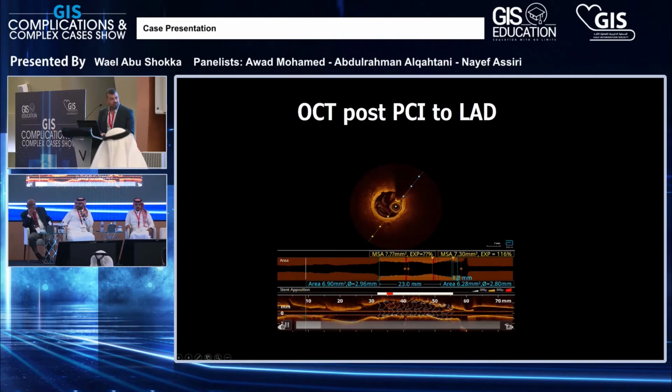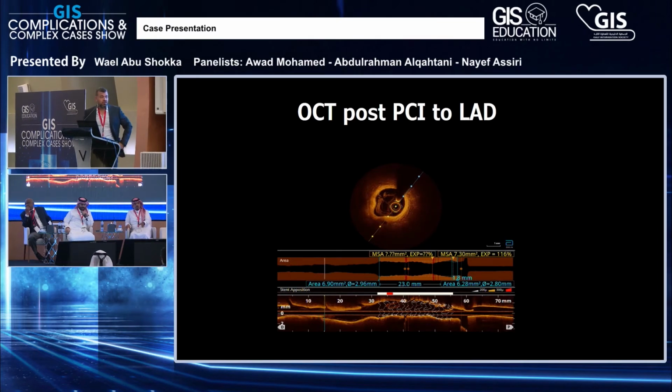What about Plavix resistance? Is he on Plavix or Tika? He was on ticagrelor. Again, look at that red part.